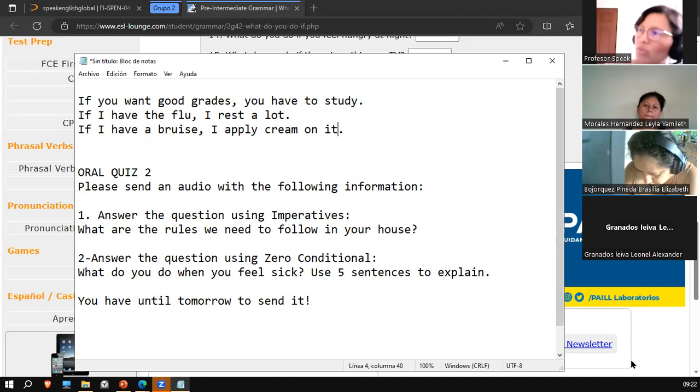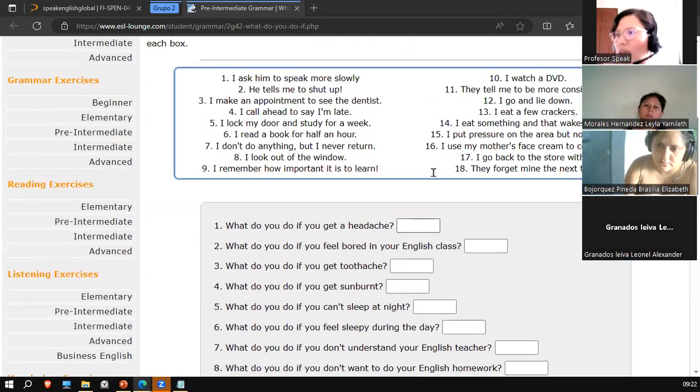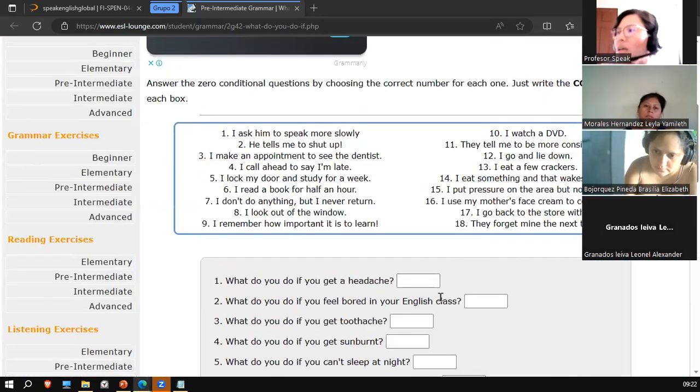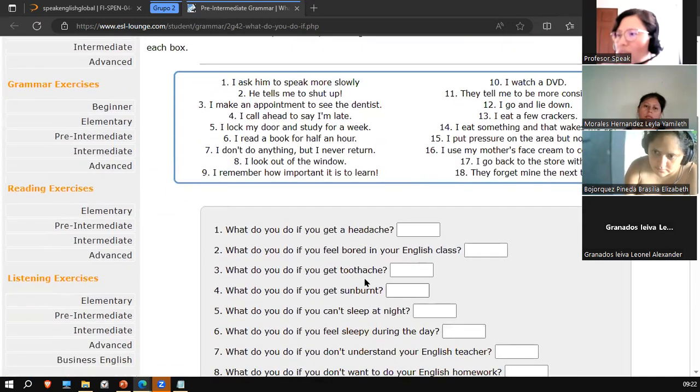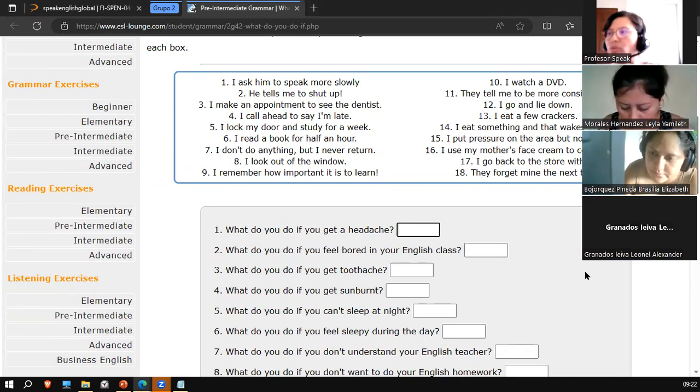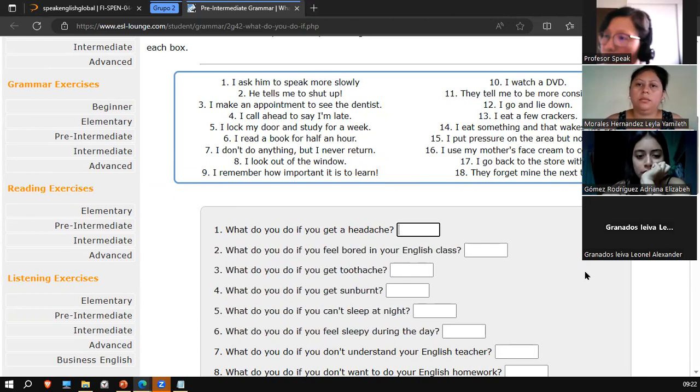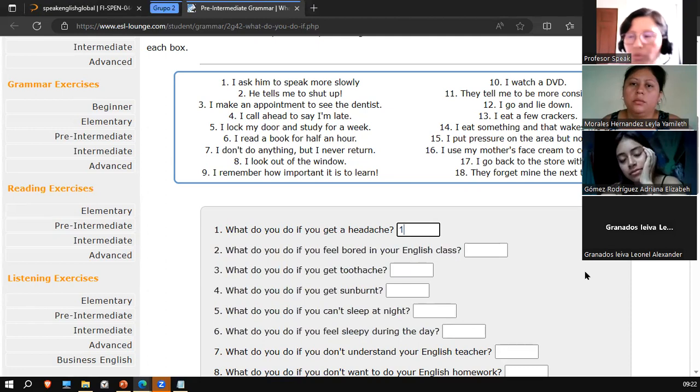Y este ejercicio con el que acaban de estar trabajando, es un ejemplo de ese tipo de oraciones, ¿verdad? Entonces, let's see the first one. It says, what do you do if you get a headache? What number do you pick? I go number 12. Okay. I go and lie down.